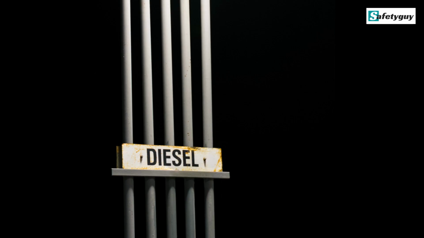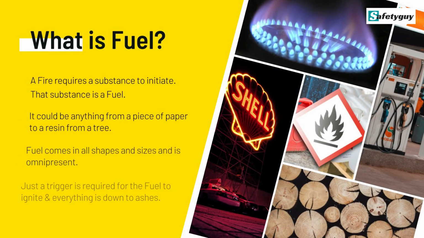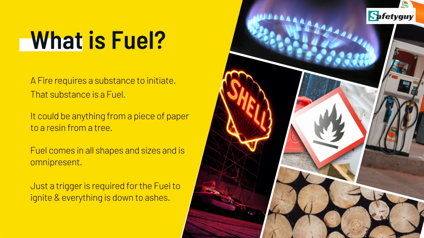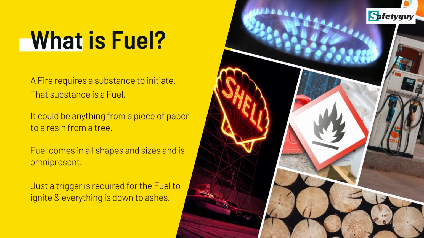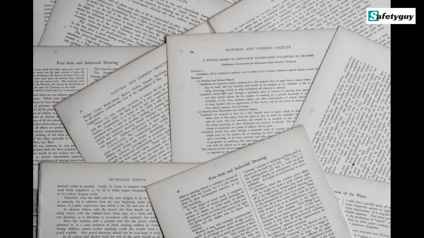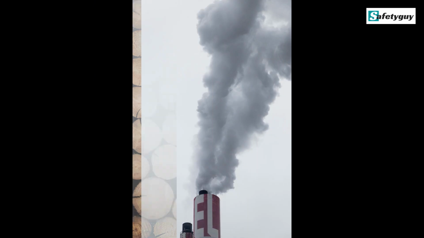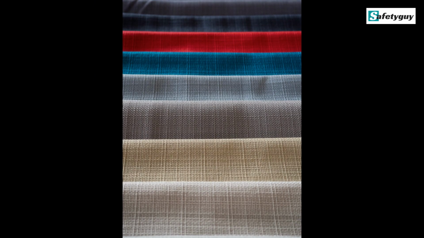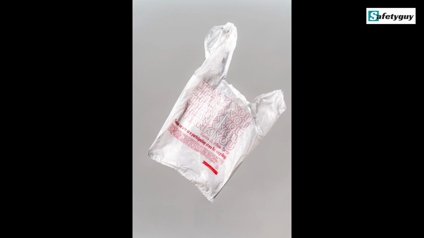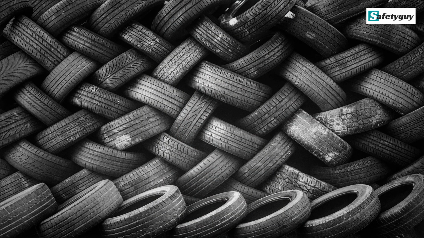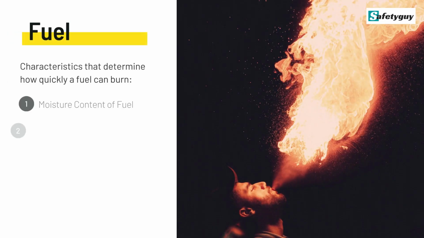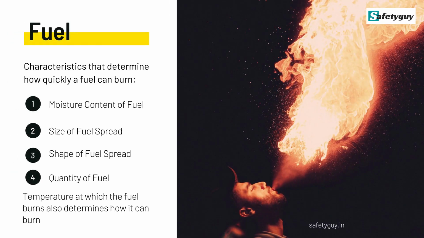Number 1. Fuel. A fire must have a substance to burn in order to start, and this is referred to as the fuel. Any combustible material such as paper, oils, wood, gases, fabrics, liquids, plastics, and rubber can be used as fuel. The moisture content, size, shape, and quantity of a fire's fuel are typically characteristics that determine how quickly the fuel can burn and at what temperature it is capable of burning.